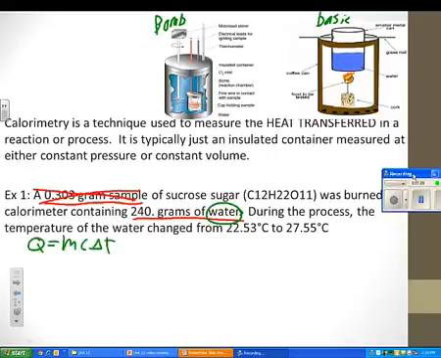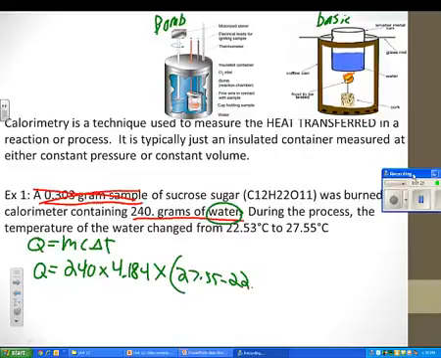So our M is going to be the 240 grams of water. Our C is 4.184, because it's water. You got to memorize that one. And then your delta T is going to be your final, which is 27.55, minus initial, 22.53. Do that real quick in your calculator, and you will get 5,041.